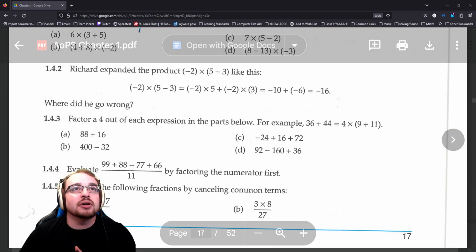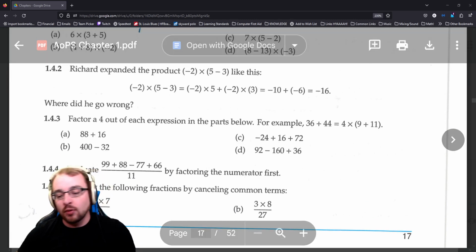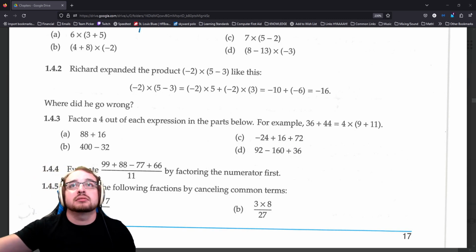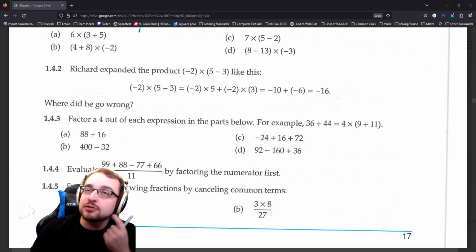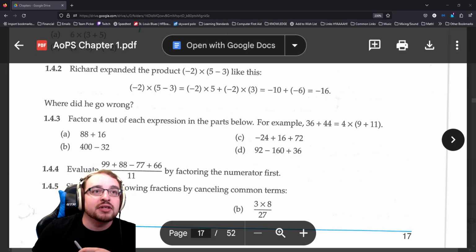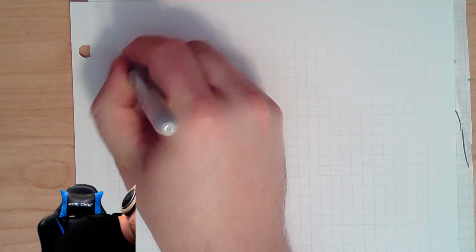1.43 is one I really wanted to talk about for a lot of you guys. It says factor out a 4 from each expression. So they give an example. They've got 36 plus 44 equals 4 times the quantity of 9 plus 11. So let's talk about that example real quick before we go on.